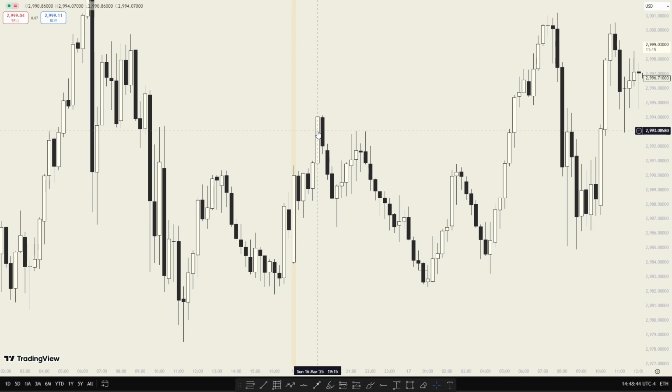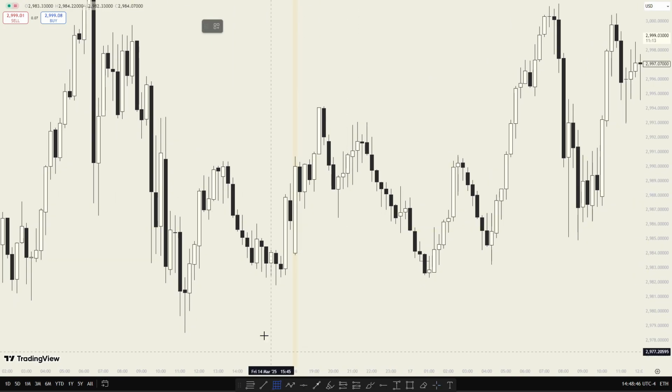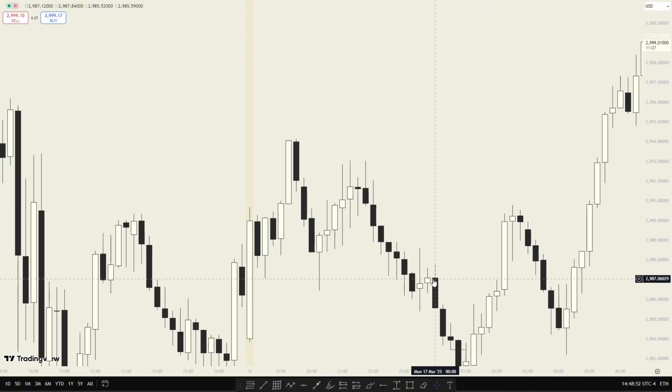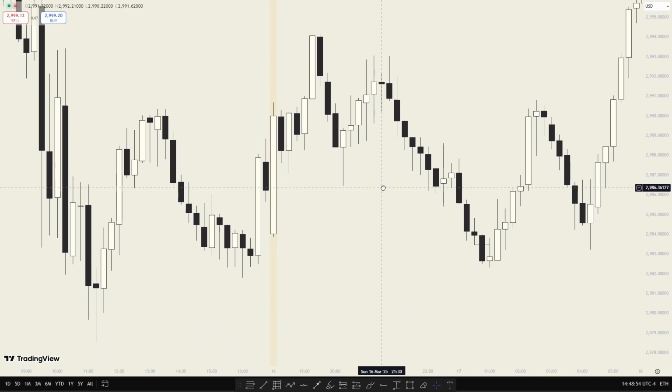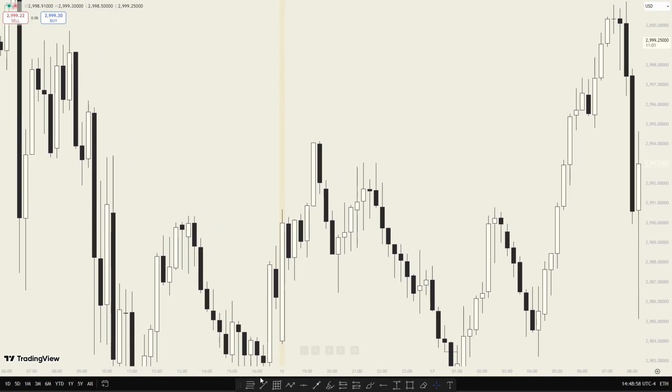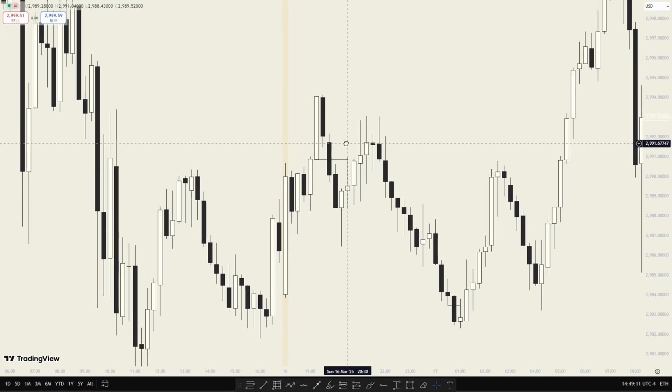Here the same phenomenon repeats. Also, we created a zone here when we closed above, so we had something to mitigate. Always look for something to mitigate when you enter a trade. If you're entering short, something below, and if you're entering long, something above. So as you can see, we closed below. Okay, I will mark it this way.